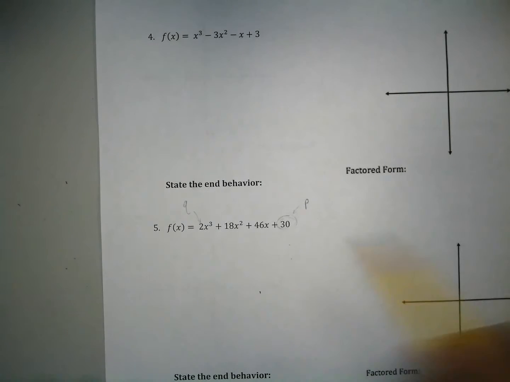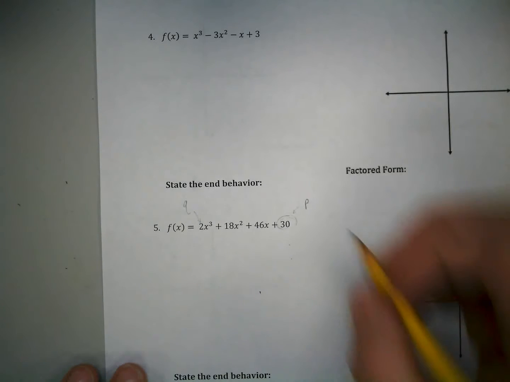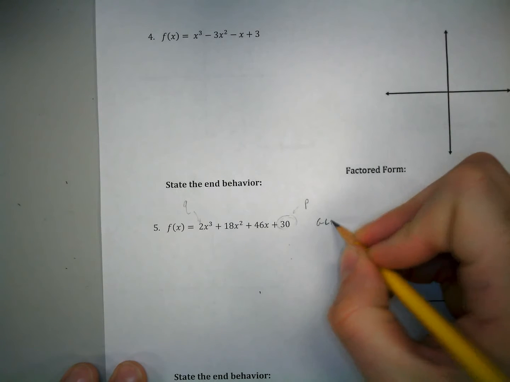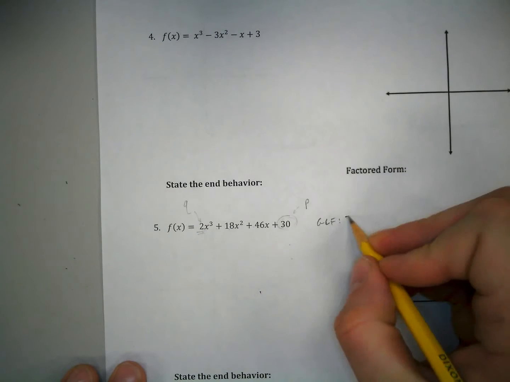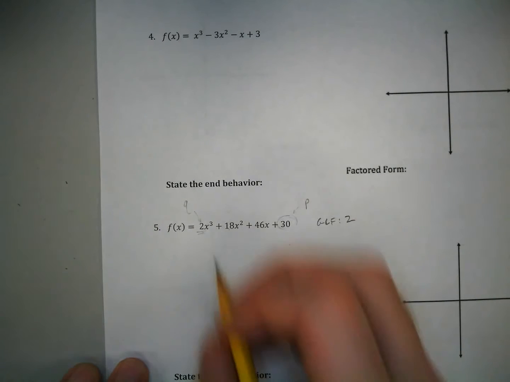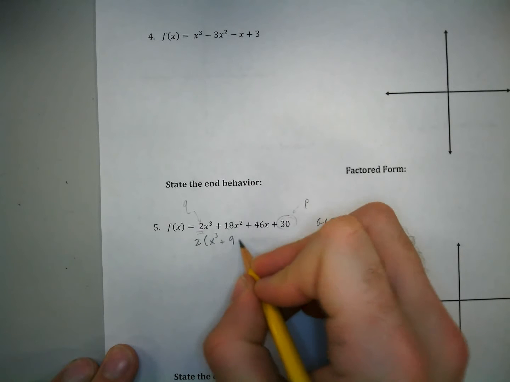However, in this case, we have a GCF. It's always good to look for a GCF. Do you see that there's something we can take out of each term? It's always good to check the leading coefficient. Yeah, we can factor a 2 out of each term. So let's rewrite it. 2 times all of this stuff.